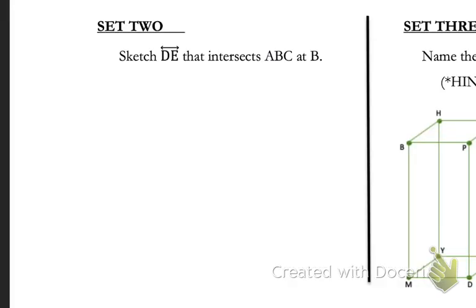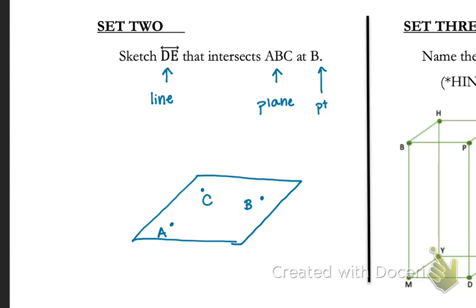In set 2, it states to sketch line DE so that it intersects plane ABC at B. So we have a line, a plane, and a point. I personally would start by drawing your plane ABC. I have drawn a parallelogram and I've put on my parallelogram those 3 points. Please also note that I've made sure those points could not be on the same line.